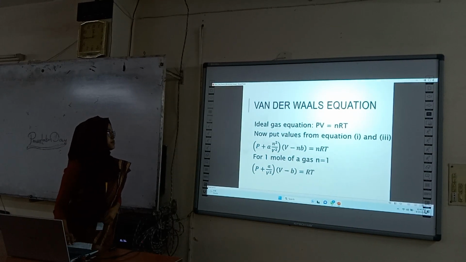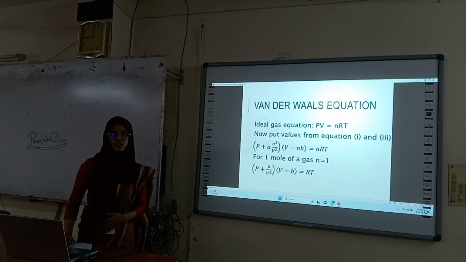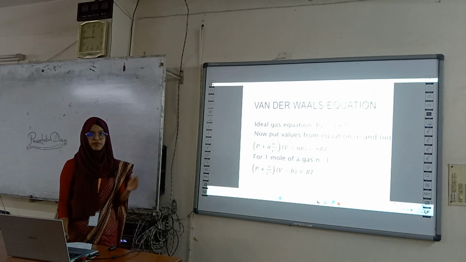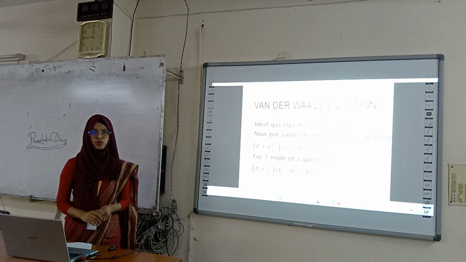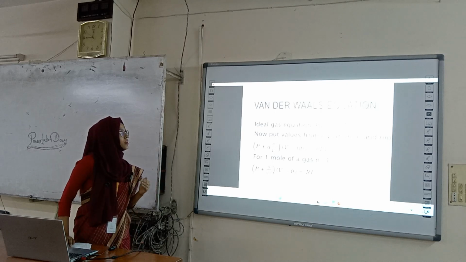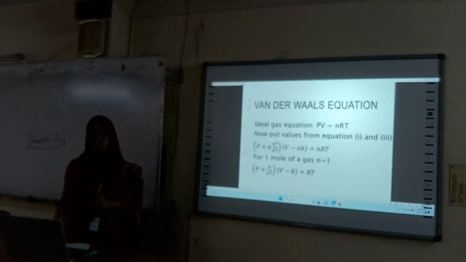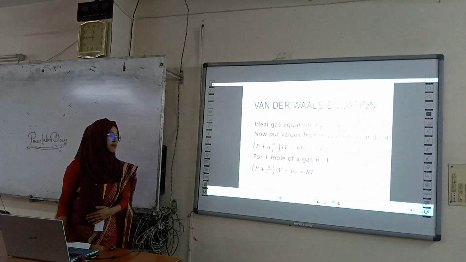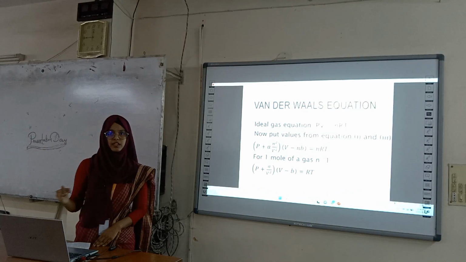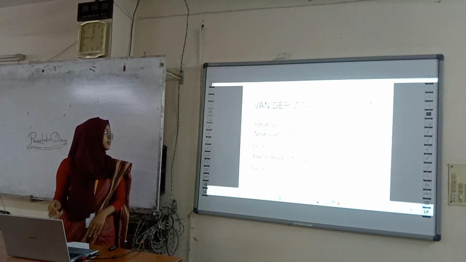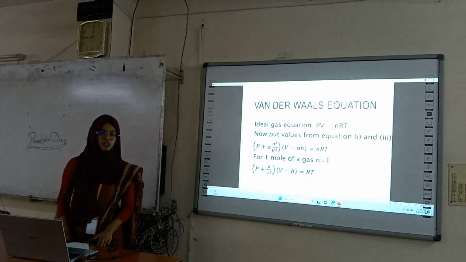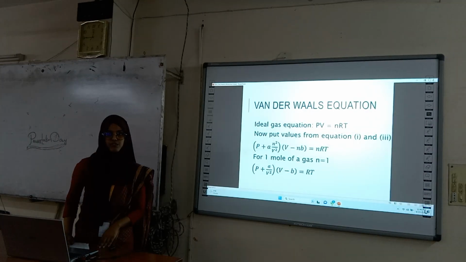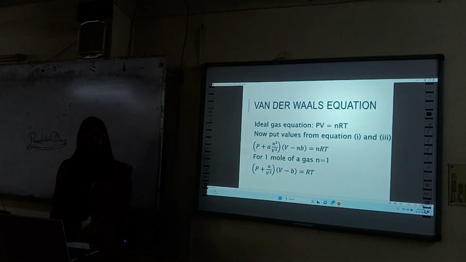Then the next slide represents the Van der Waals equation. We know the ideal gas law, PV equals nRT. So put the values from equations 1 and 3 in the ideal gas law: P plus a n square by V square, times V minus nb, equals nRT. For 1 mole of gas, we know that P plus a by V square, times V minus b, equals RT.